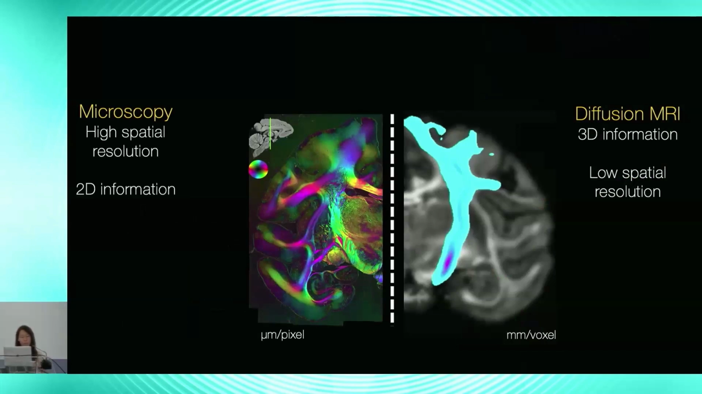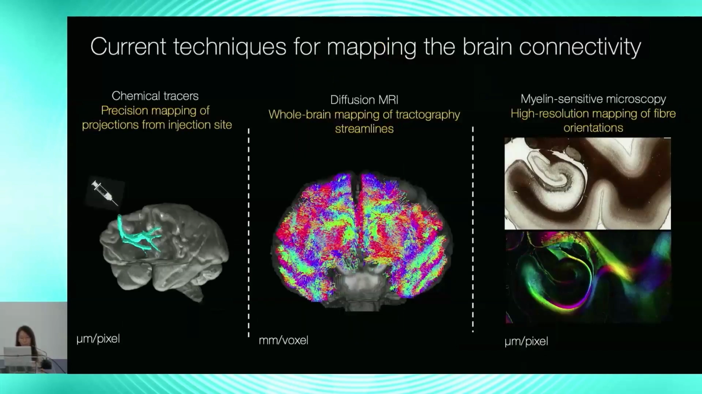So microscopy has very high spatial resolution, but in our data it is in a 2D plane. In comparison, diffusion MRI is in 3D, but the spatial resolution is lower, at a millimeter scale. So in this work, we try to develop a data fusion method that can combine the advantages of the two modalities. And here is a brief overview of what techniques people usually use to study brain connectivity.